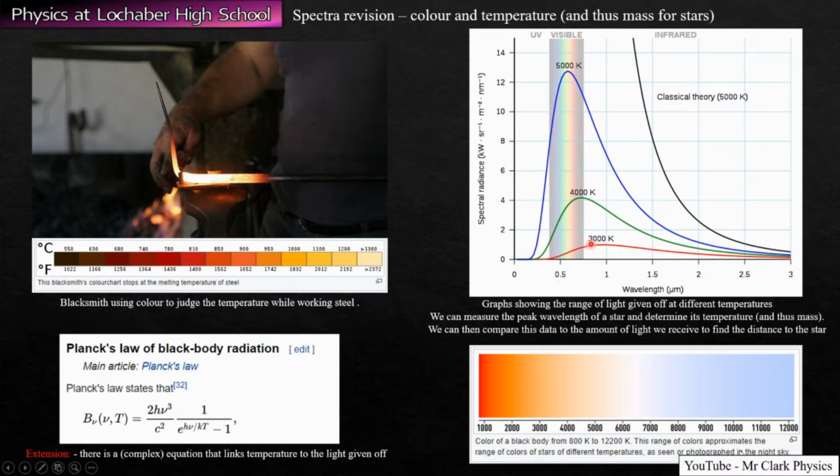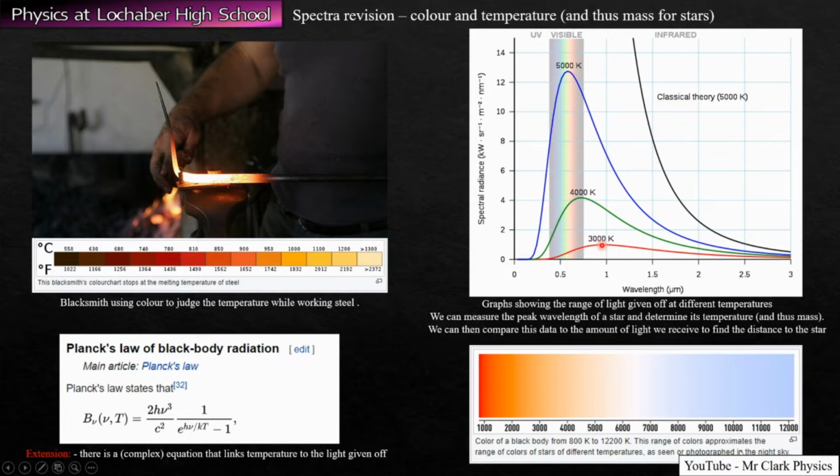Well, the trick is to use this peak. Our physics knowledge of astronomy tells us that the mass of a star determines its size, and therefore the pressure inside, and therefore the temperature. Once you know the temperature, this equation allows us to work out the maximum or the peak wavelength of light that it gives out. And it's fine, you see.